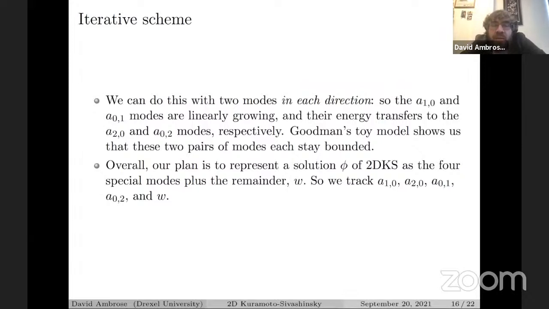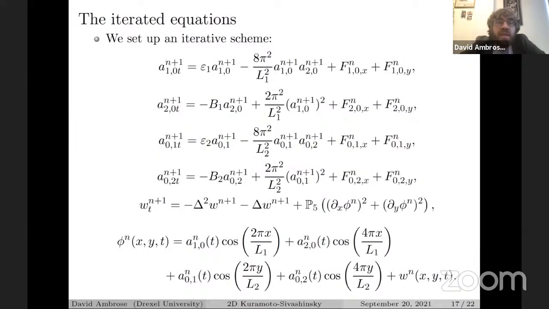So then going back to the full Kuramoto-Sivashinsky, we can do that with two modes in each direction. We take linearly growing modes A10 and A01. We take linearly decaying modes A20 and A02, which will be absorbing energy from the linearly growing modes. And then we take everything else, which we call W. So we're going to track 5 components. We decompose phi into 5 components. It's first Fourier mode in the x direction, second Fourier mode in the x direction, first Fourier mode in the y direction, second Fourier mode in the y direction, and everything else. Okay. So we set up an iterative scheme. So we write phi, if you see at the bottom, phi is 4 special Fourier modes plus a remainder. The remainder is the projection onto everything else.